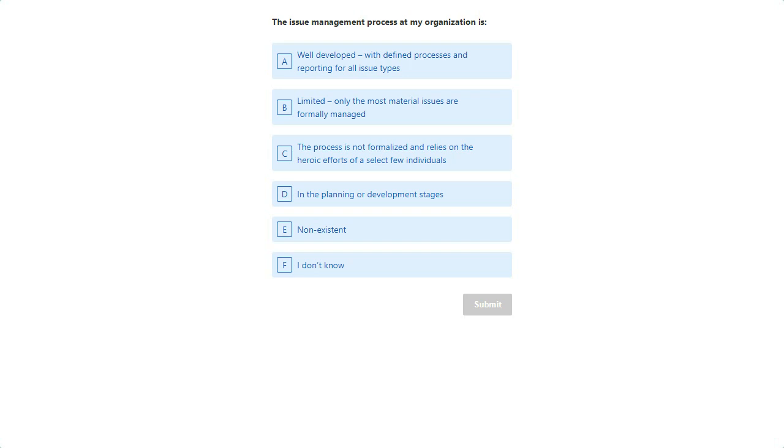This poll question is: the issue management process at my organization is well developed, with defined processes and reporting for all issue types; limited, only the material issues are formally managed; the process is not formalized and relies on the heroic efforts of a select few individuals; it's in the planning or development stages; non-existent; or you don't know.